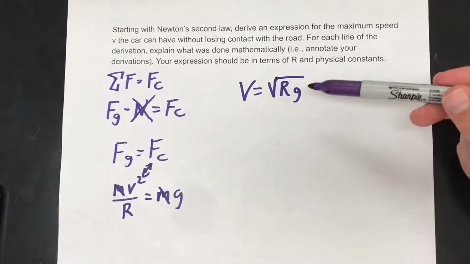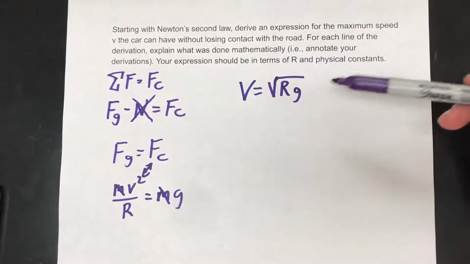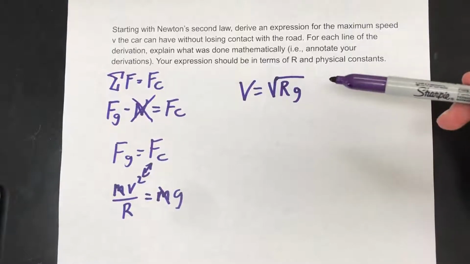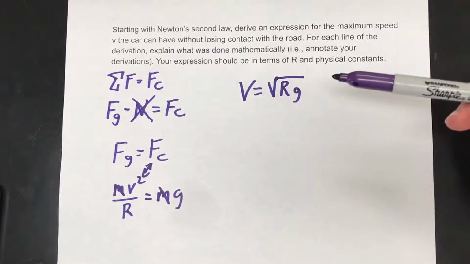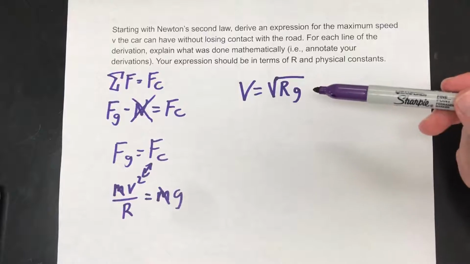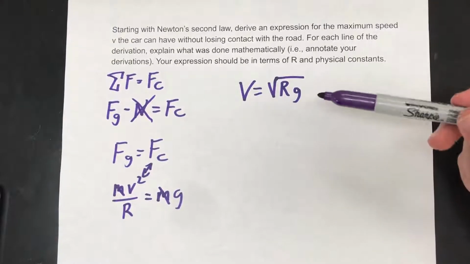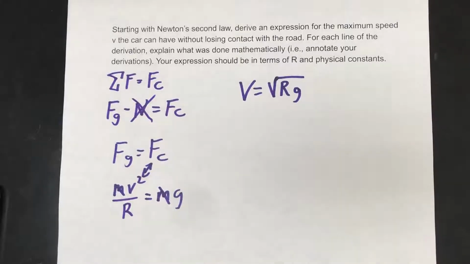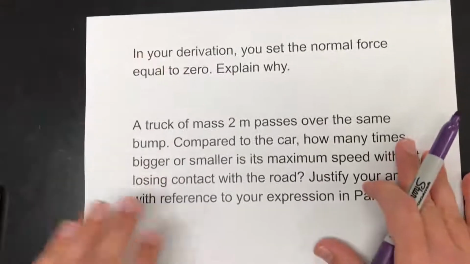Notice that this actually turns out to be the same as the ball going in a vertical circle on a string, the final conclusion. The only difference is for the ball going in a vertical circle, that would be the minimum speed before it fell out of the circle. This is now the maximum speed before it leaves the top of the hill, leaves the circle. So that's a max instead of a min.